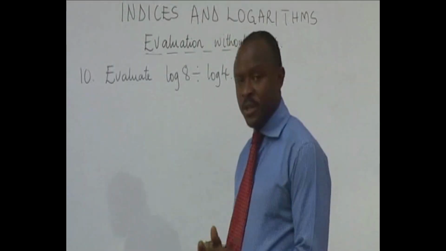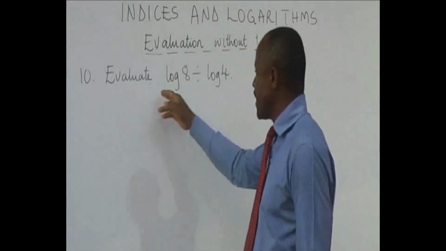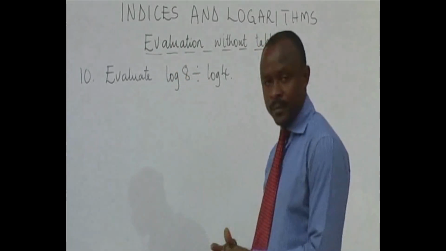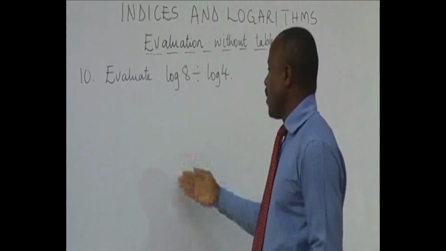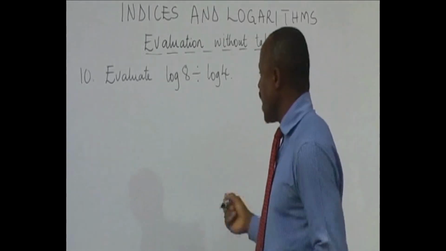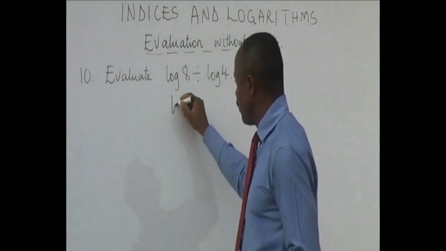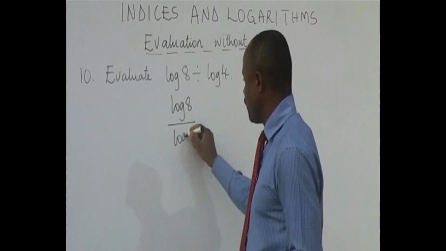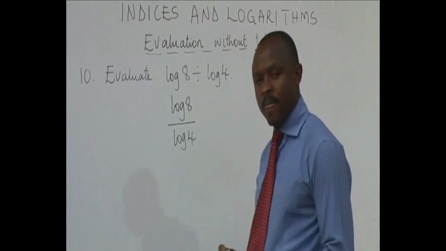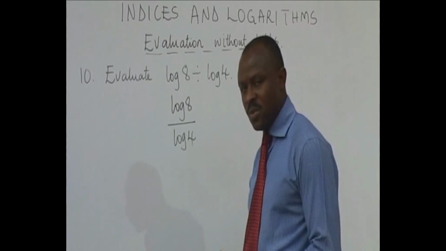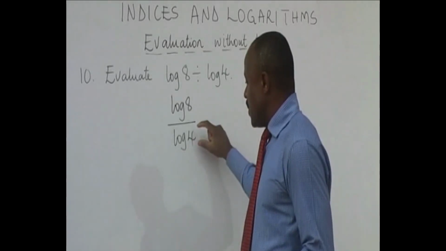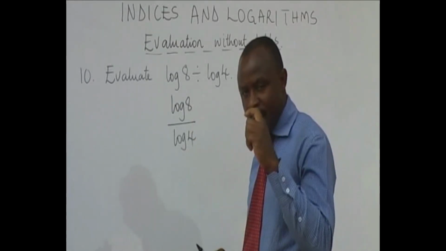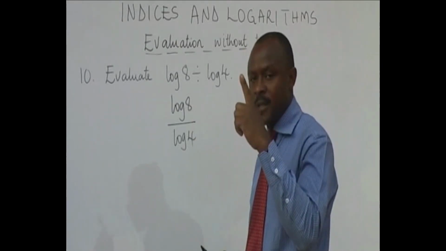This is the 10th question. And that question says we should evaluate log of 8 divided by log of 4. What this means is log of 8 over log of 4. All over log of 4. As usual, try to dissect 4 and 8 to have a particular base and an exponent.